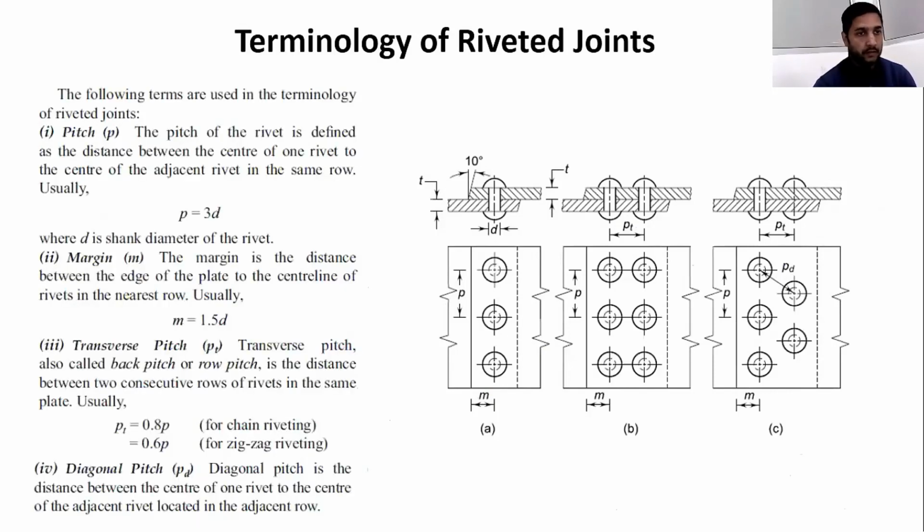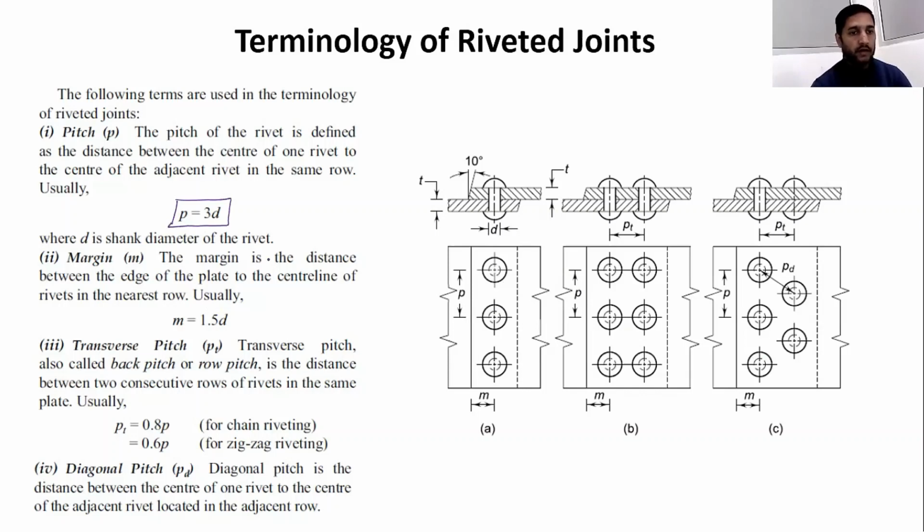Let's start with pitch. So the pitch of the rivet is defined as the distance between the center of one rivet to the center of the adjacent rivet in the same row. If in the same row we are finding the distance between two rivets, that is called your pitch. As you can see in this figure, A, B and C. If in the same row you want to find the distance between the centers of two rivets, that distance is called pitch. Now pitch is 3 times the shank diameter.